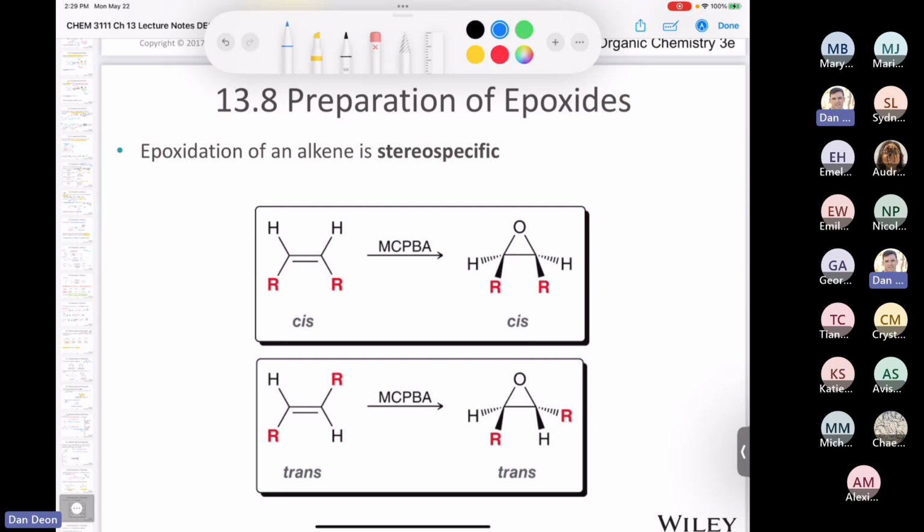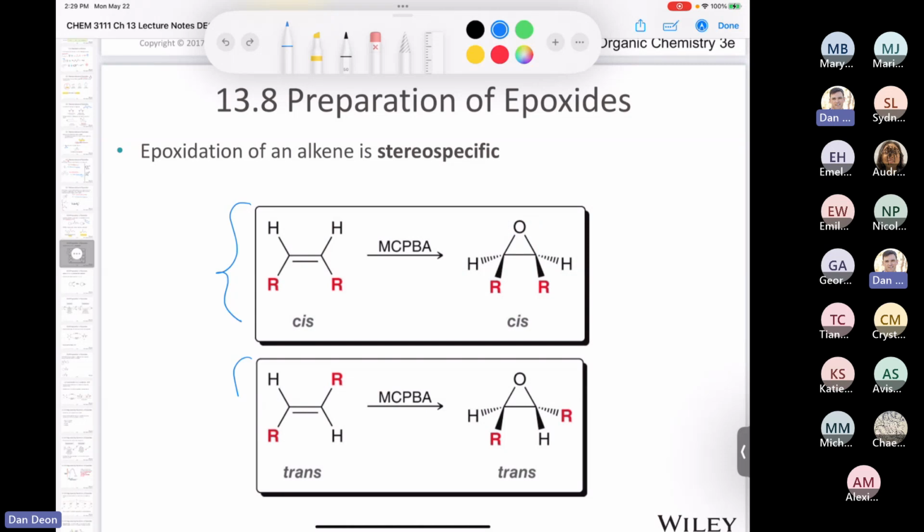Anyhow, now that you know how to make an epoxide, something that we didn't cover in organic chemistry 1 is the fact that epoxidation of an alkene is a stereospecific reaction. So if you start out with a cis alkene, as is shown here on the top, and you treat that with a peroxy acid like MCPBA, you end up with a cis oxirane. Here's your oxirane, and you see the two R groups are on the same face of the molecule.